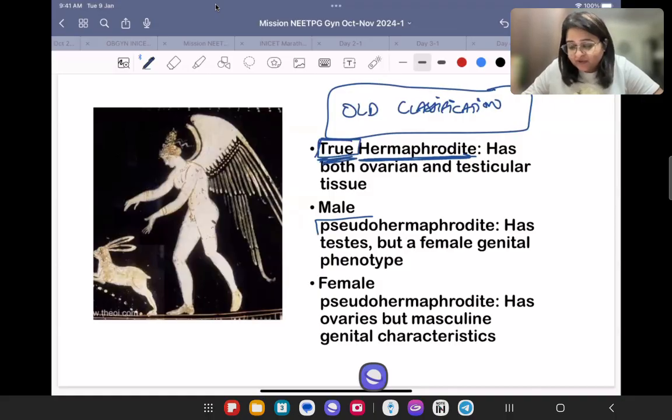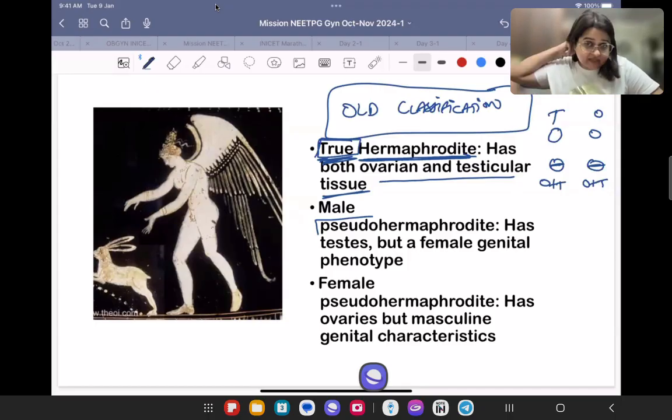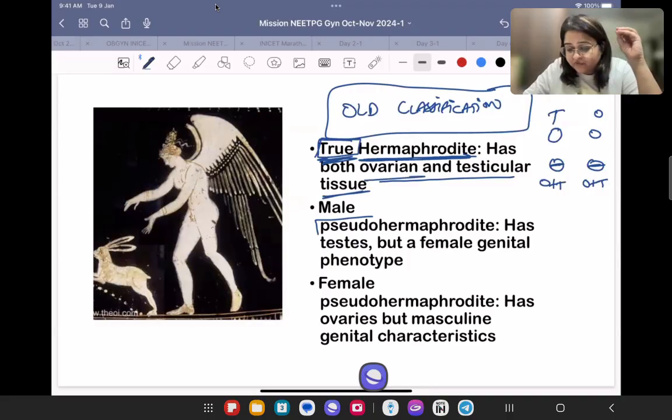True hermaphrodite has both ovarian and testicular tissue. So either on one side there is a testis and on the other side an ovary, that is a possibility. And it is also possible that both the gonads have both ovarian plus testicular tissue. Why does it happen? There are many genetic reasons. We won't go into the details of why this happens. But in a true hermaphrodite, you basically have a person who has both ovarian and testicular tissue.